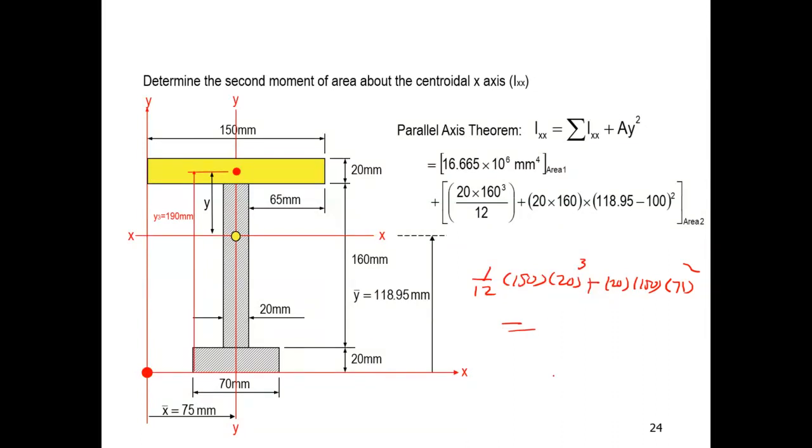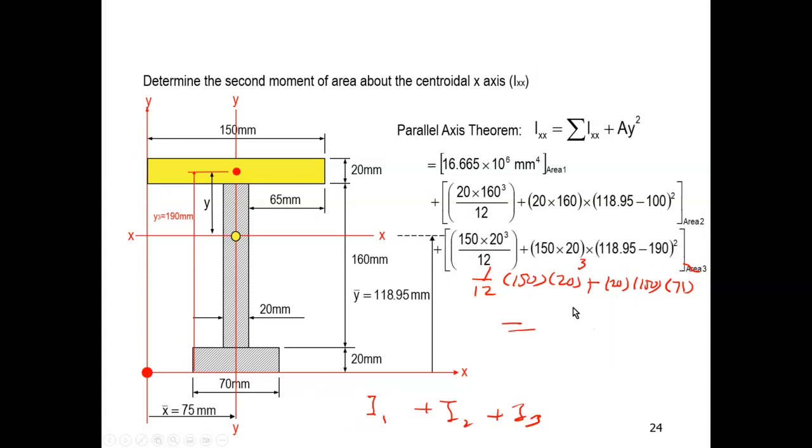Now you have three contributions. What you do is you add them, that of the first one plus that of the second one plus that of the third one, and that is the total second moment of area for the entire shape. So how are we justified to add them? Because second moment of area is a scalar value. Scalars can be added together like numbers. They are not vectors. So that is why we can add them all together.